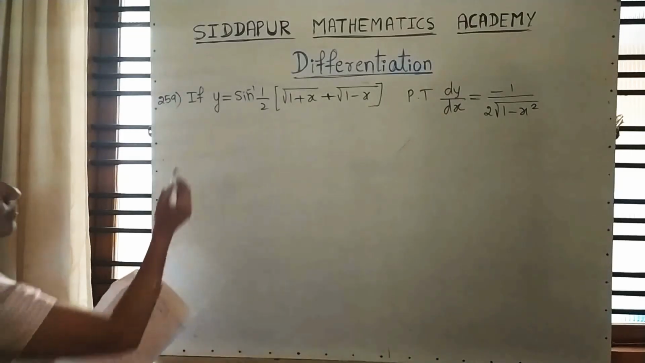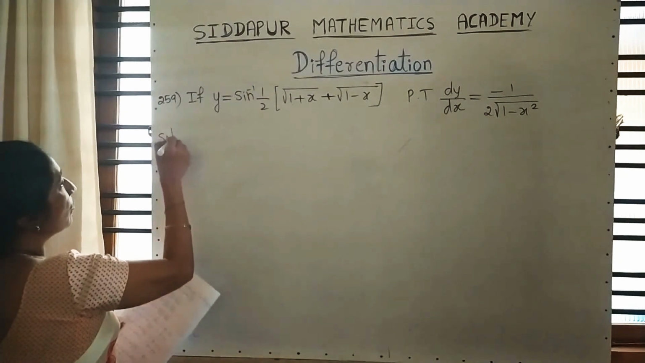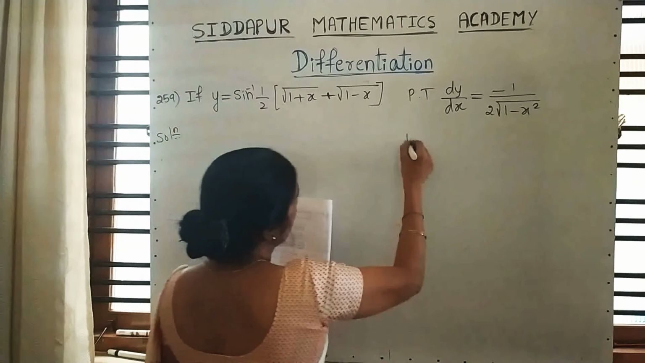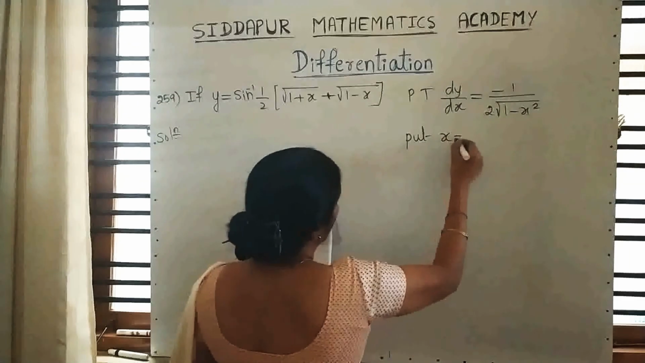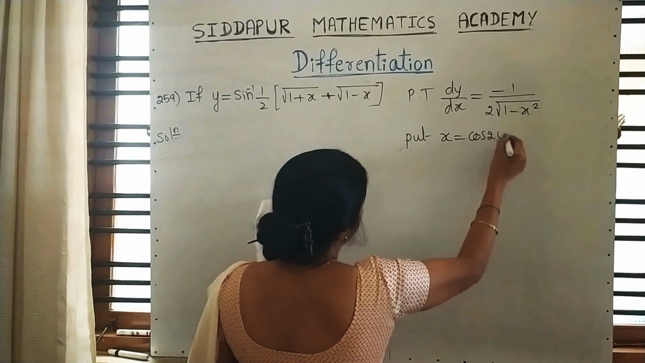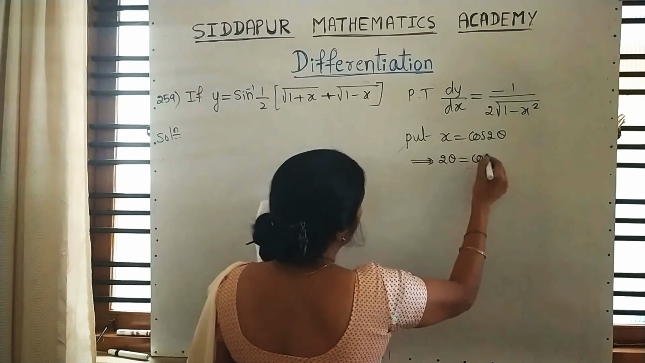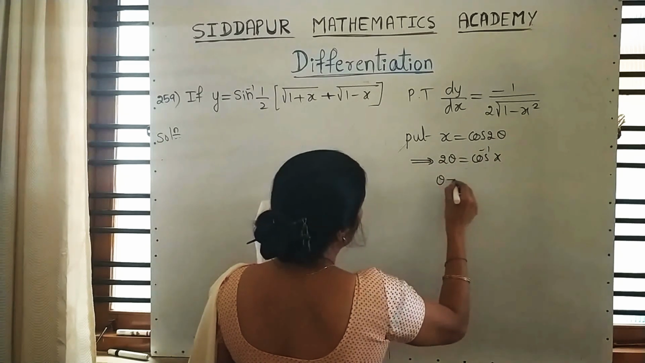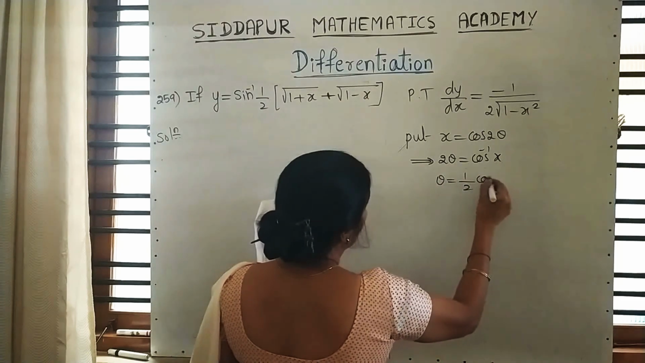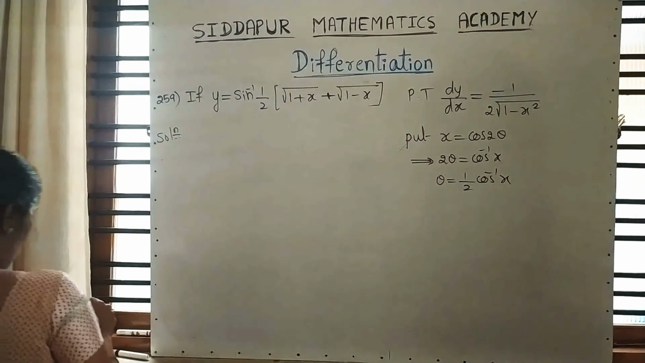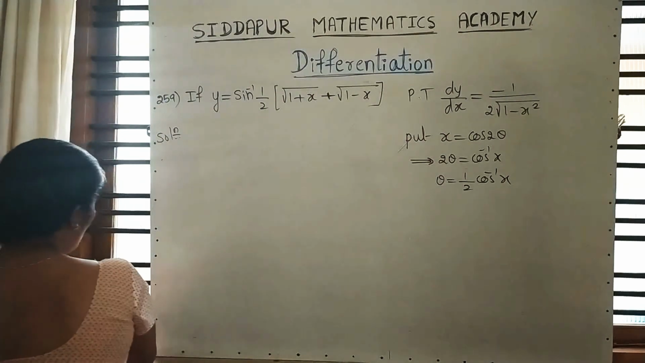Moving to the next question, I gave the question on the board. Here again we have root 1 plus x and 1 minus x. The substitution will be the same. Put x is equal to cos 2 theta, which implies 2 theta is equal to cos inverse x, so theta is 1 by 2 cos inverse x. Please note that down. Then write along with me.